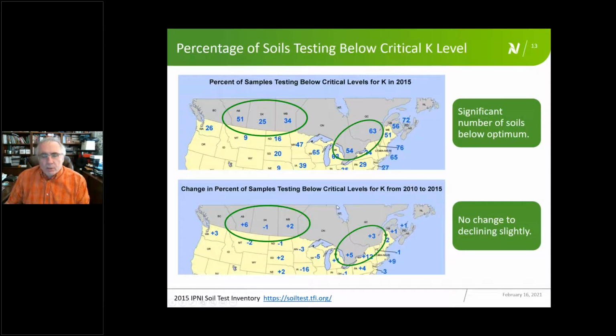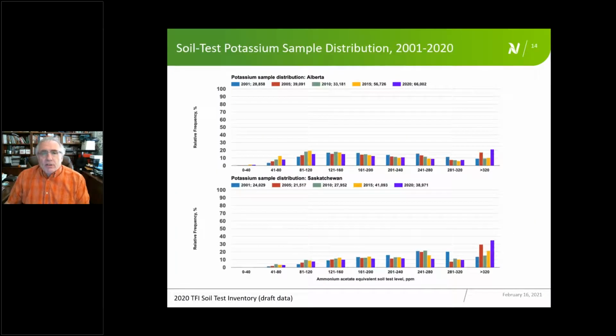So again, similar story to phosphorus. Let's take a look at the actual distribution. So here we have, again, Alberta and Saskatchewan, same slide we saw before. And we have increasing numbers of samples, even more so maybe than the phosphorus, increasing numbers of samples in this deficient range, the very low range in Alberta. Here in the range where we would like to maintain 120 or so up to about 200, it's fairly stable, but these low testing samples could be of concern in some areas.